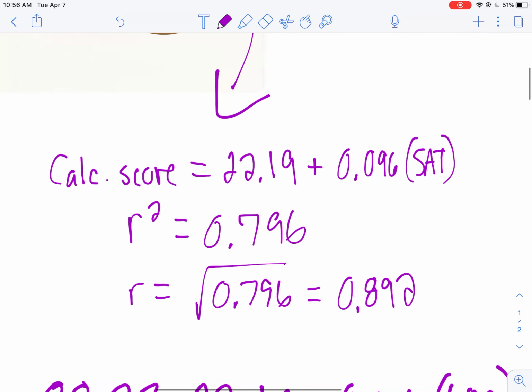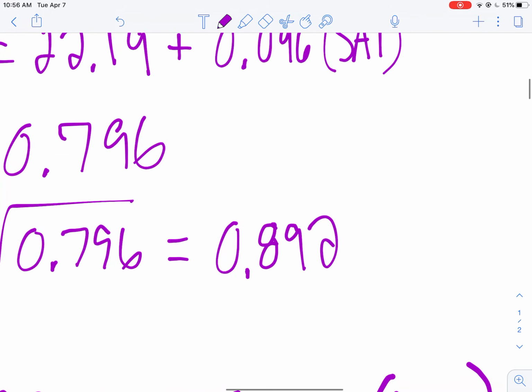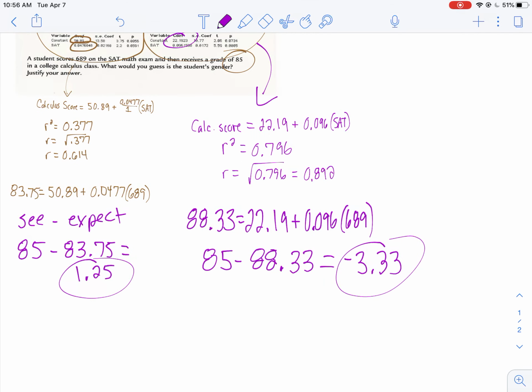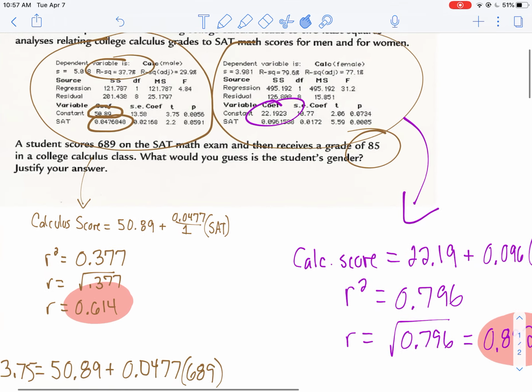However, if we go to the females here, you'll notice that 79.6% of data was accounted for by that least squares regression line. When you look at the strength, 0.892, that is significantly stronger. So when you look at these residuals, 1.25, and then you have one that's negative 3.33, so looking at a difference of a couple of points here, really off of what you'd expect. But given that your R value is a lot higher here than it is over here, that tells me that since this line is a lot stronger and it accounts for data a lot better, I'm going to have to say the answer is female here.